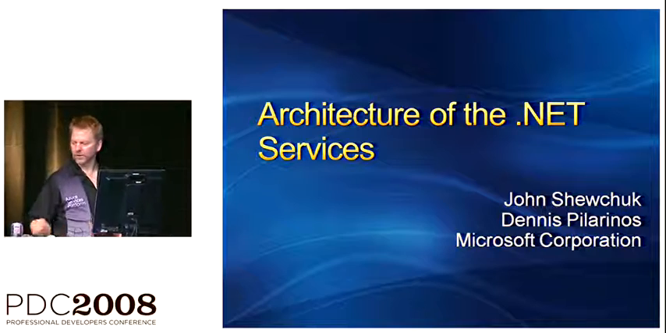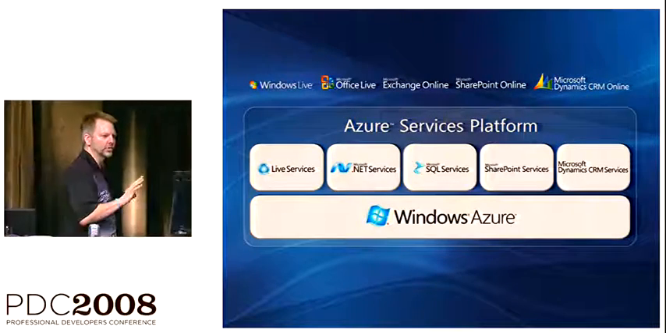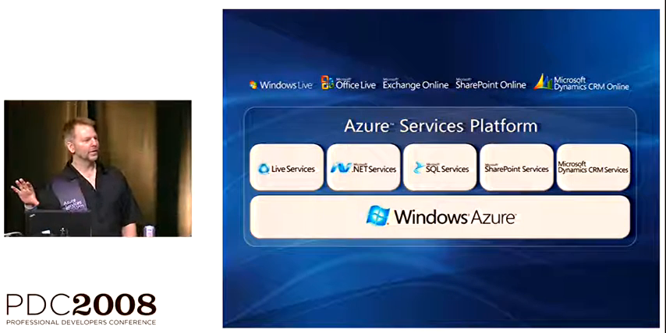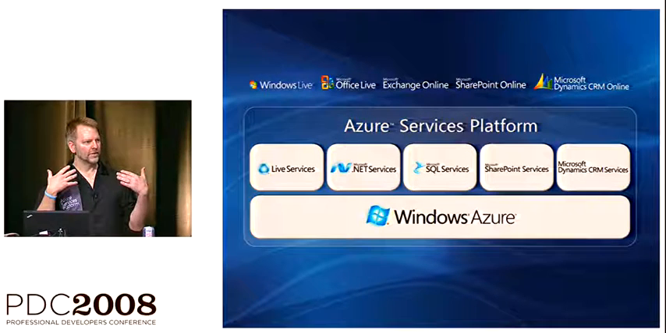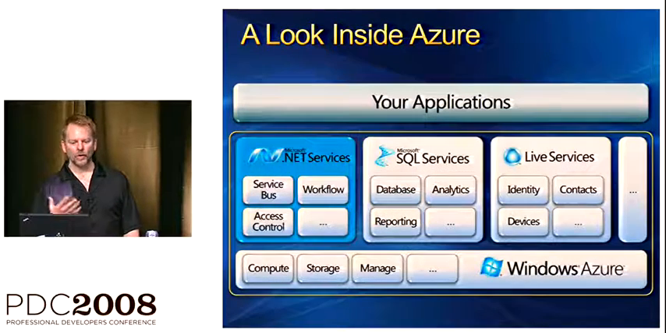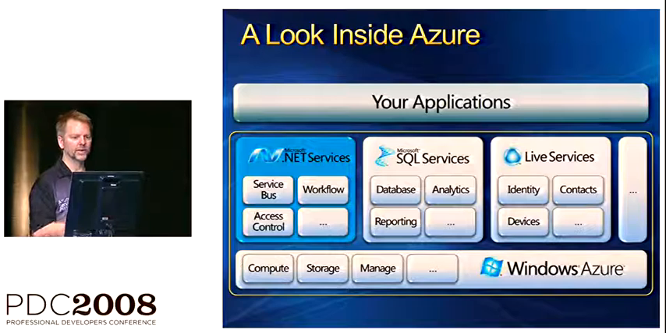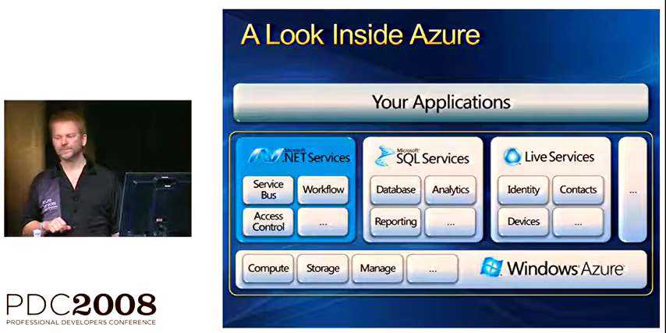Just to put this all in a little context, we've talked about the Azure Services Platform. In particular, we've talked at the lowest level about how Windows Azure provides this geo-distributed fabric that we build these upper layer services on. And then what we're going to do is focus in on the .NET Services piece of this talk. In particular, we're going to look at the service bus, the workflow, and the access control pieces.